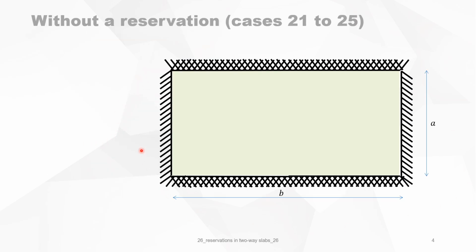Let's look at case 26 now, but before we do that, we will first calculate the maximum bending moment of the slab without a reservation in it. So it's valid for cases 21 to 25. First, we draw the negative yield lines because it is fixed, so you have a negative yield line there. And on the bottom, you have a negative yield line.